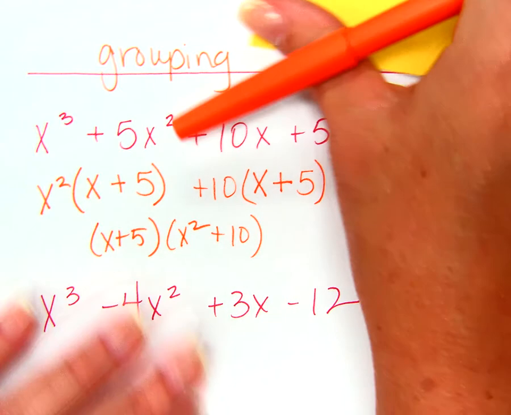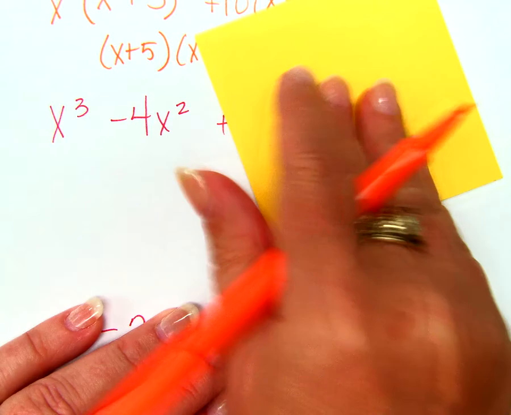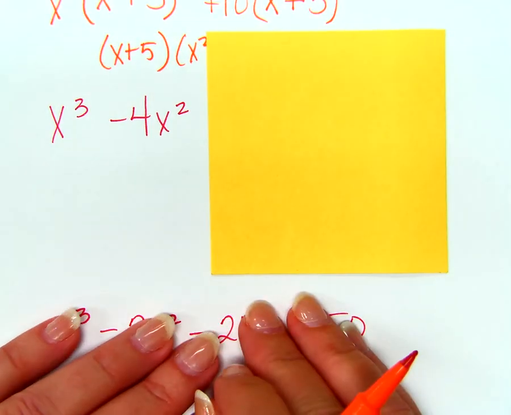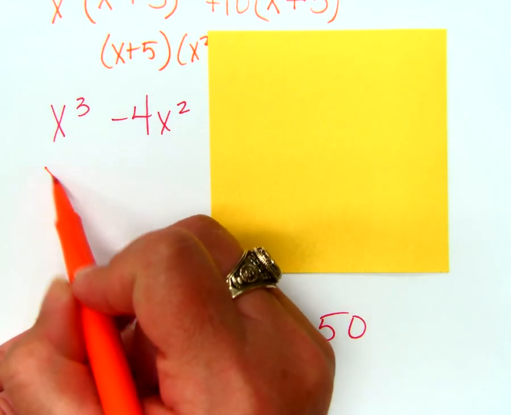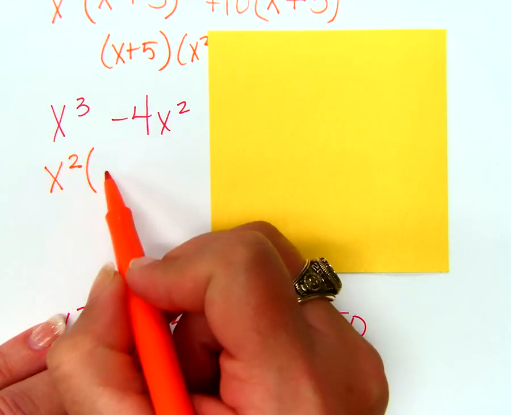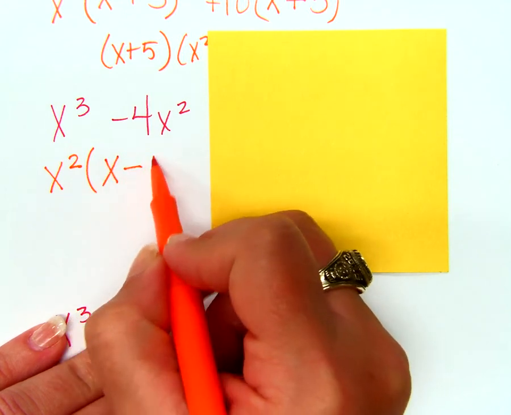I will do another example for you. Ignore the first two terms. What do they both have in common? The greatest common factor. X squared. What's left if I factor out an x squared? X minus 4.